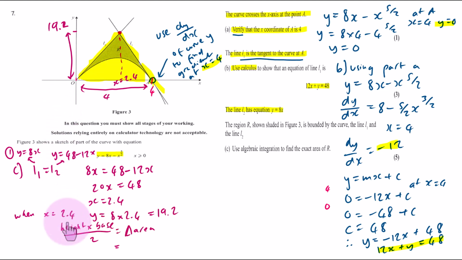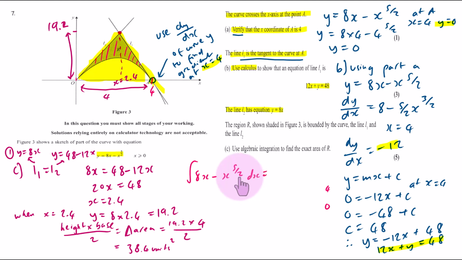Alright, and obviously the area of that triangle is therefore going to be 19.2 times the 4 divided by 2, get 38.4. Our next part is to subtract the region here from the triangle, which is bounded between 0 and 4, hence we will have a 4 and 0 here. Right, to integrate with respect to x, remember we increase the power by 1 and then divide by the new power, and we'll get 4x squared minus 2 over 7x to the power 7 over 2.